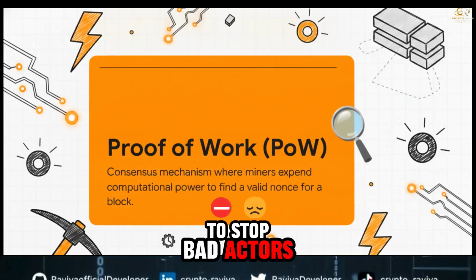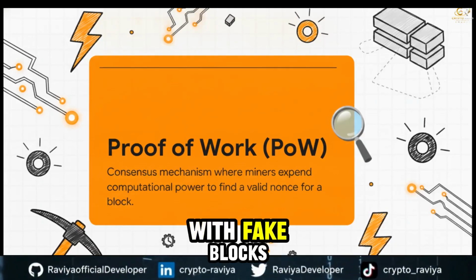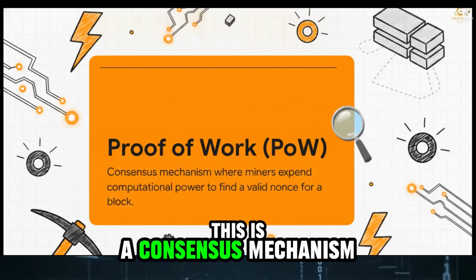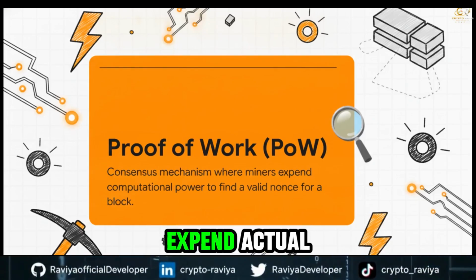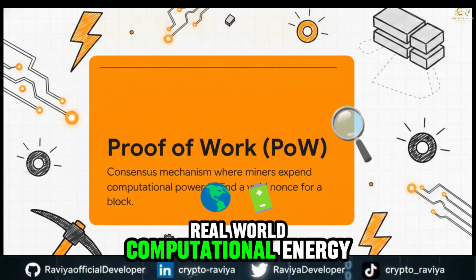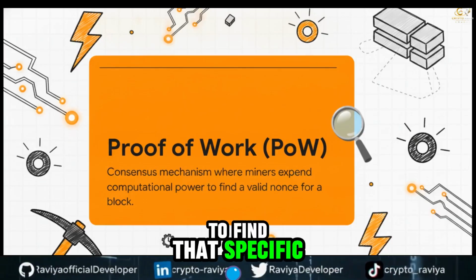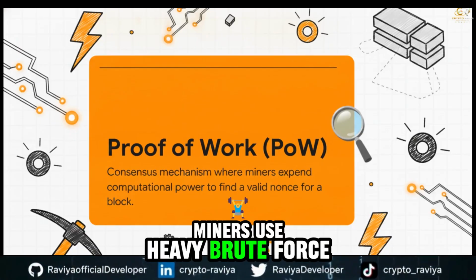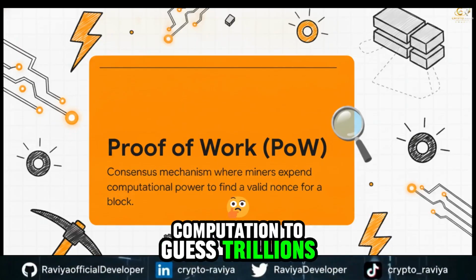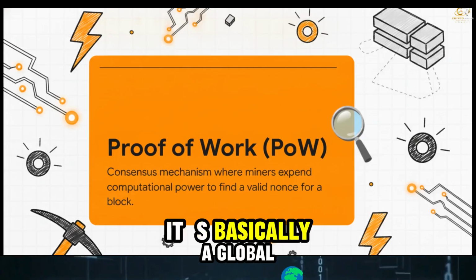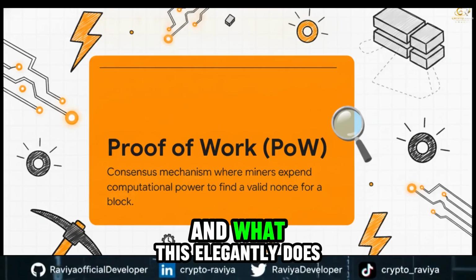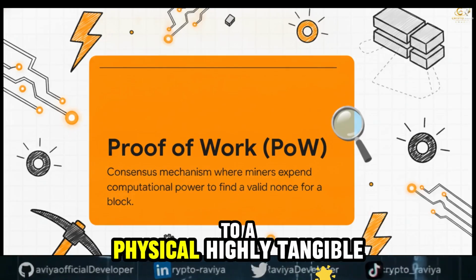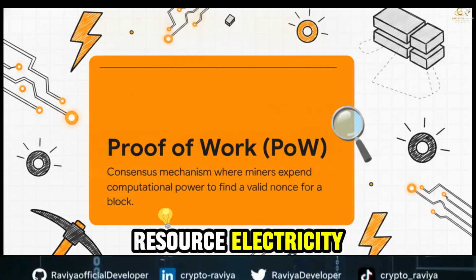To stop bad actors from just spamming the network with fake blocks, networks like Bitcoin use proof of work. This is a consensus mechanism that requires miners to expend actual real-world computational energy to find that specific random number, the nonce, to validate a block. Miners use heavy brute force computation to guess trillions of numbers a second. It's basically a global lottery system. And what this elegantly does is anchor the digital security of the blockchain to a physical, highly tangible resource, electricity.